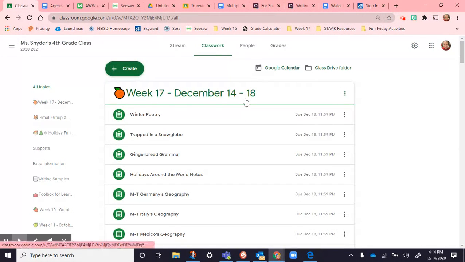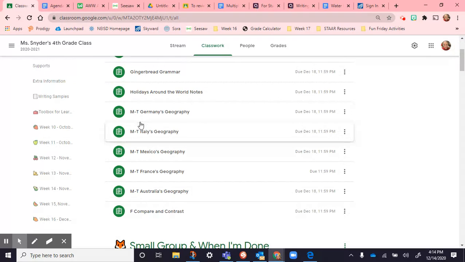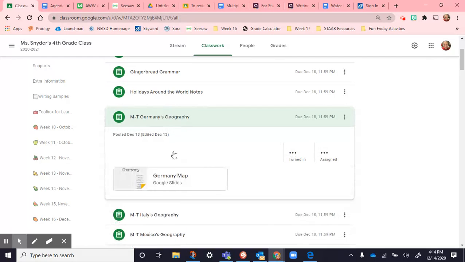If they did not want to start all the way from the beginning and do their own, I put some links here for them. So here's one on Germany, here's one on Italy, Mexico, France, and Australia. So if you wanted to research Germany, you're going to click on Germany. You're going to go to the map.